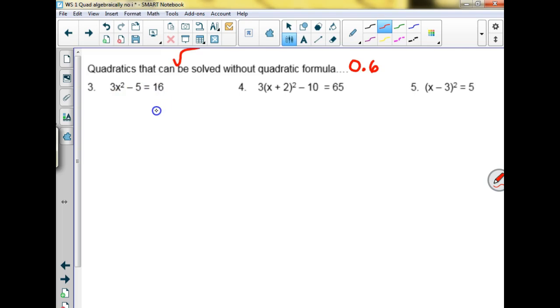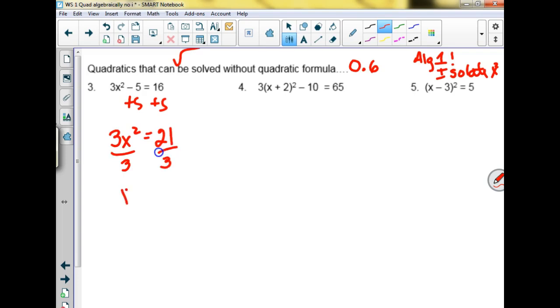We don't want to square root yet. You always want to use your Algebra 1 brain first, which means isolate the x, or in this case, the x squared. So if we add 5, we get 3x squared equals 21. Then we have to divide before we square root, because we have to have an isolated variable.